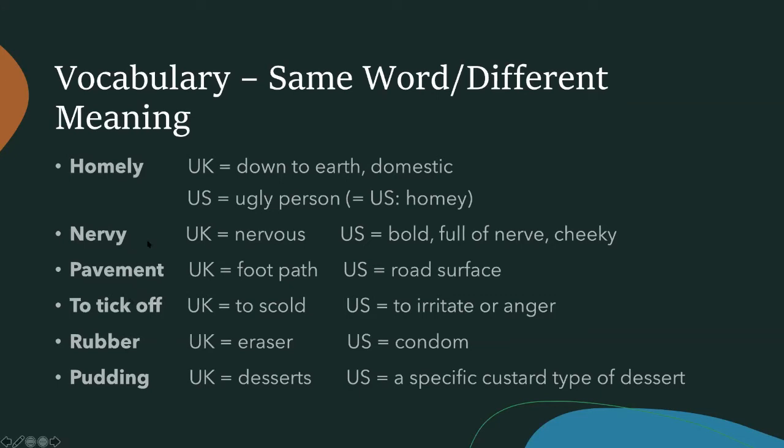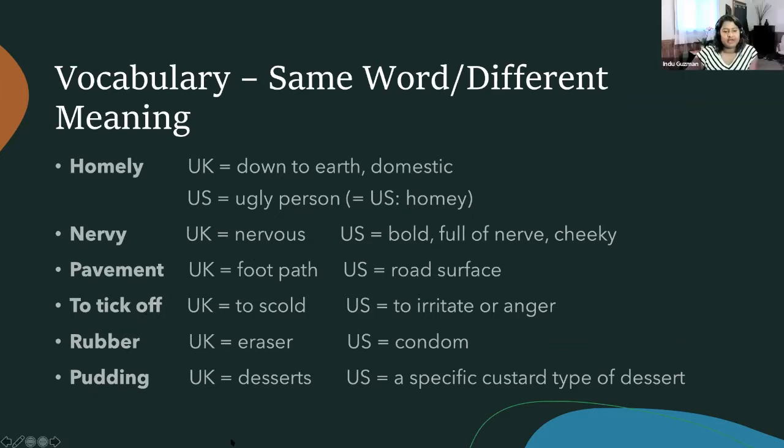Be someone who is nervous. In the US, it means somebody who is bold or full of nerve, cheeky. Pavement. In the UK, traditionally, they called it a footpath. In the US, it could refer to where you walk, but also road surface, describing when you're talking about the road surface. So, yeah, and some of those, they kind of cross over, depending on where you are and who's using it.